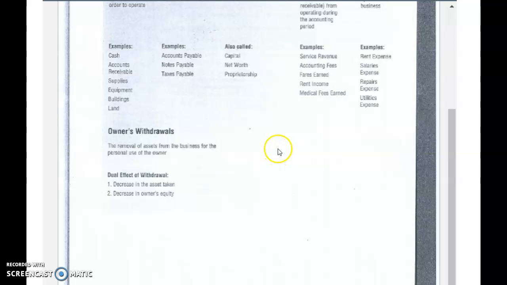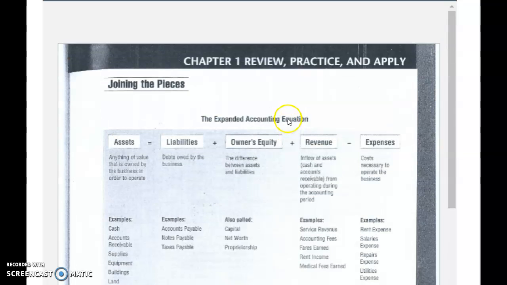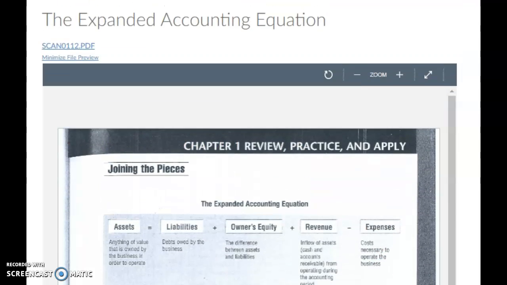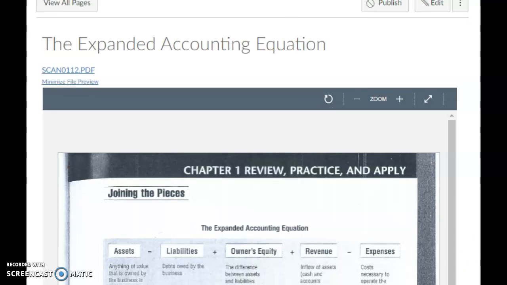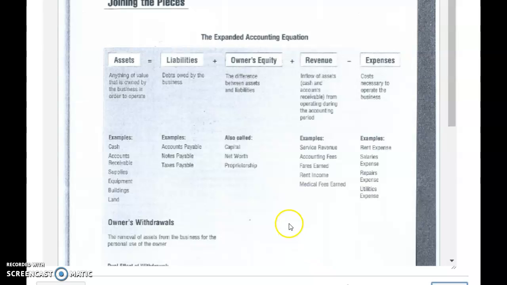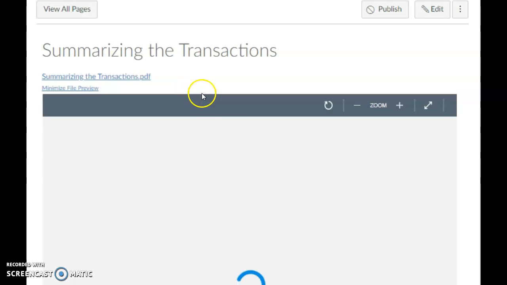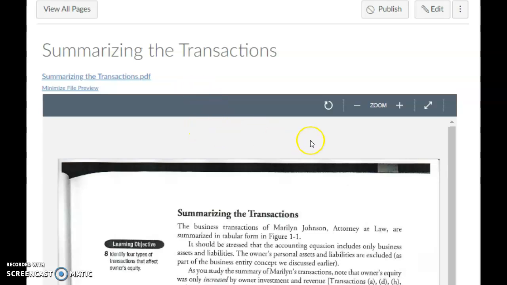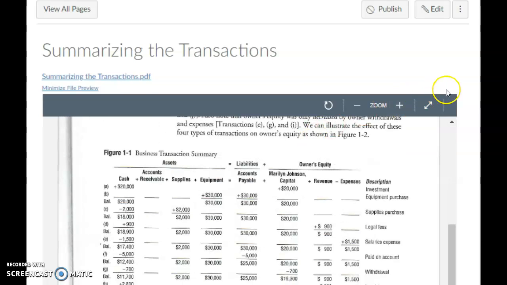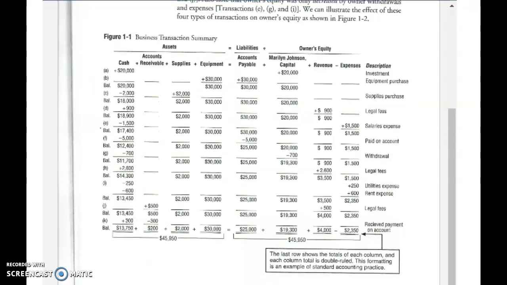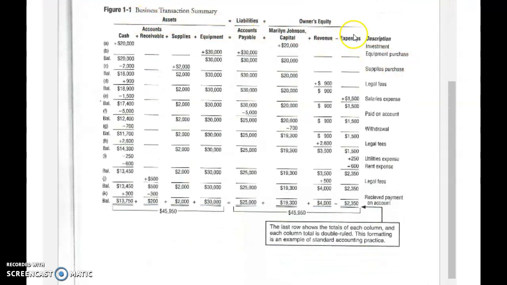Now, keeping that in mind, I'd like to go back and look at another thing. I'm going to take you to the next page here. And the next page is kind of an overview of what we will be doing today. This is called summarizing the transactions, but this is in an expanded accounting version. And you see you have your assets equals liabilities plus owner's equity. That's your accounting equation. But here's the expanded one.